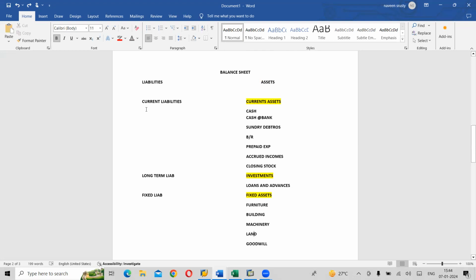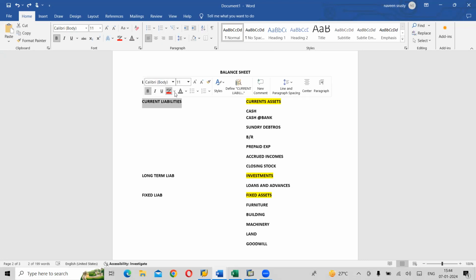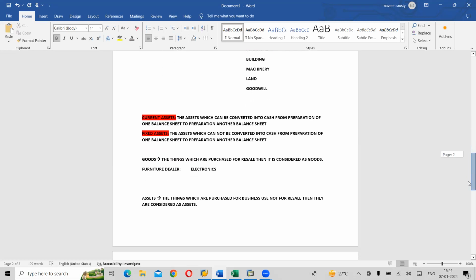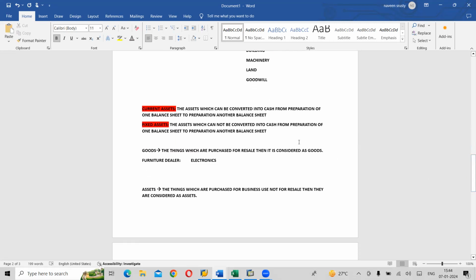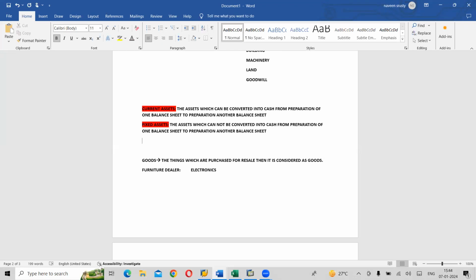At the same time here also, current liabilities. What are current liabilities in the sense? I'll give a note for this also. Current assets, fixed assets, we know now. Current liabilities. What do you mean by current liabilities here?